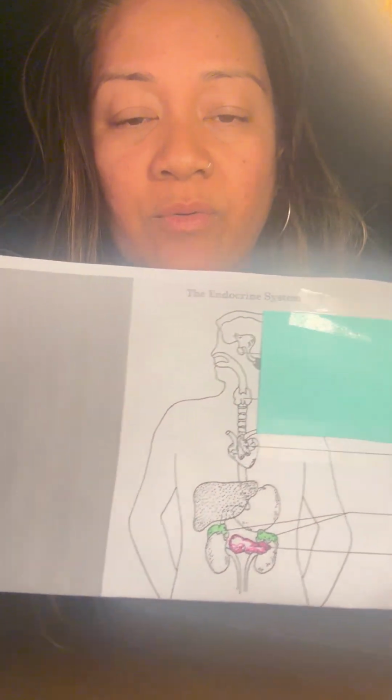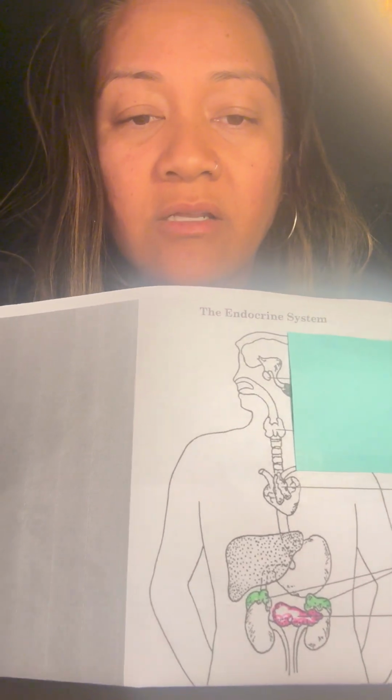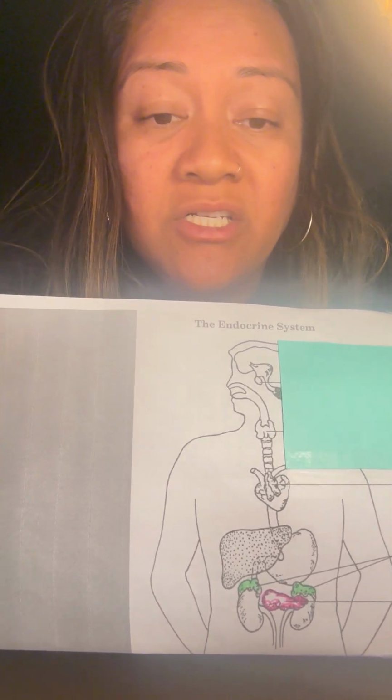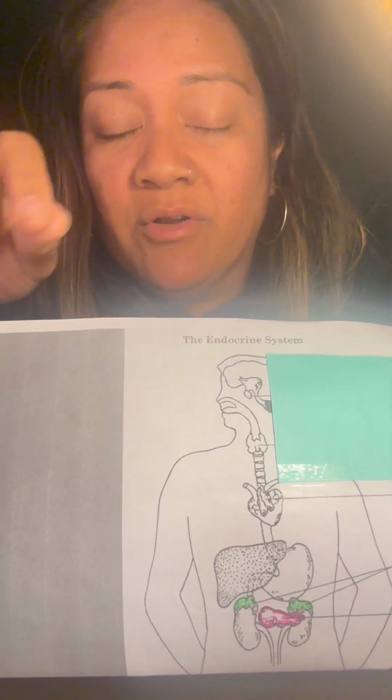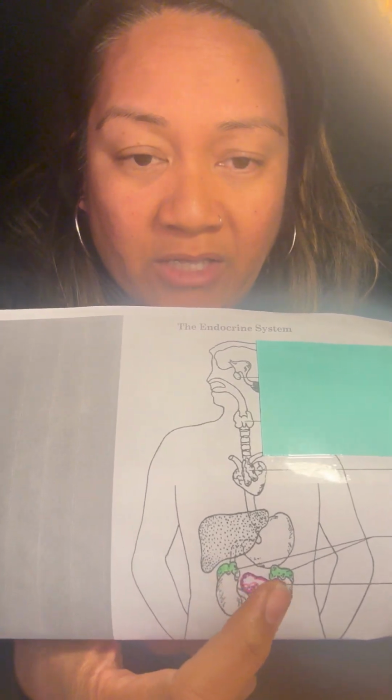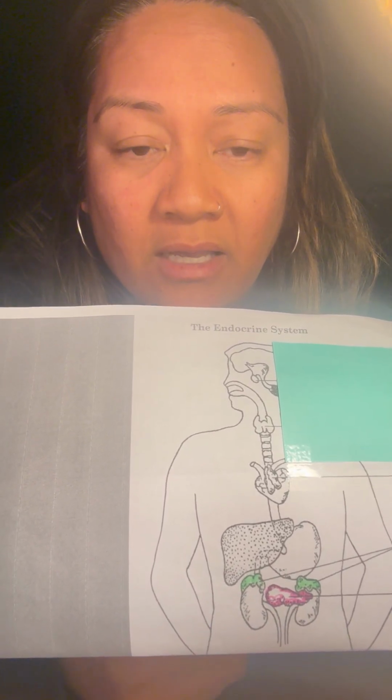Move on to adrenal glands. The adrenal glands are right there, the green, and they're a pair of glands located superior to each kidney. So there's one found on each, and it looks kind of like a cloud over here. These adrenal glands consist of an outer cortex and an inner medulla.